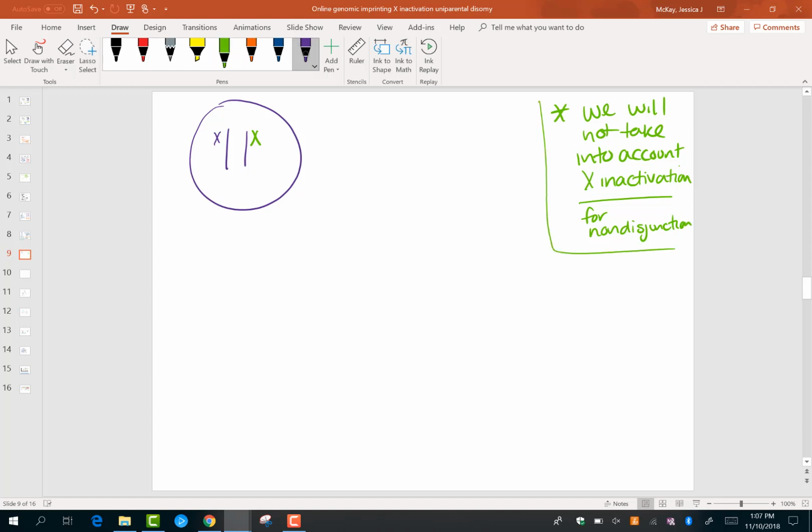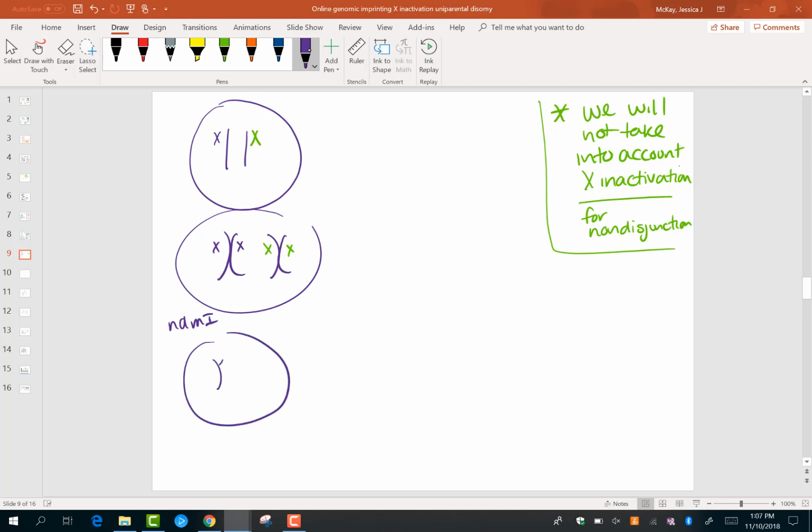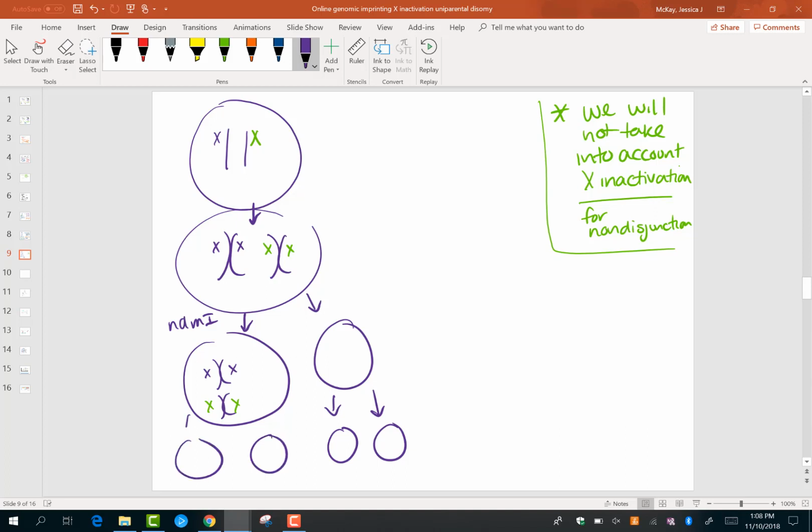Okay, so we have her 2 X chromosomes that have been replicated. Non-disjunction meiosis 1 is going to keep them together. Sorry, I'm getting sloppy here. And you will have 2 eggs without sex chromosomes, and you could have 2 eggs with 2 X chromosomes, 1 of each.